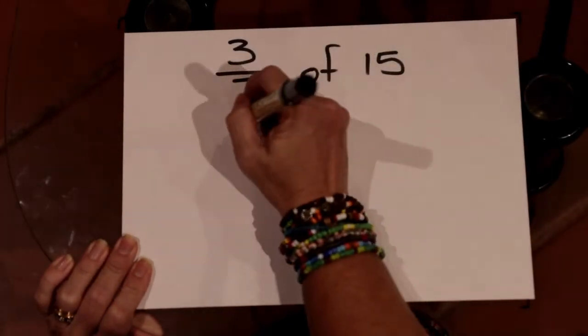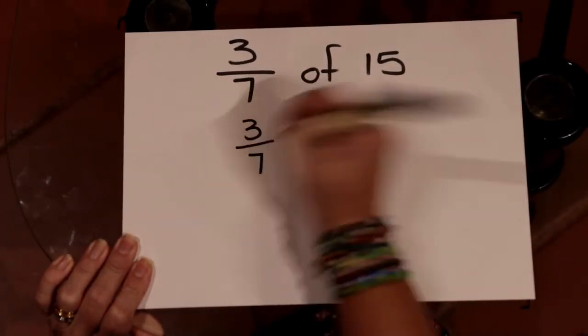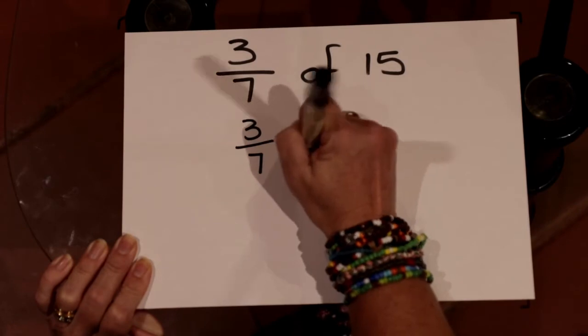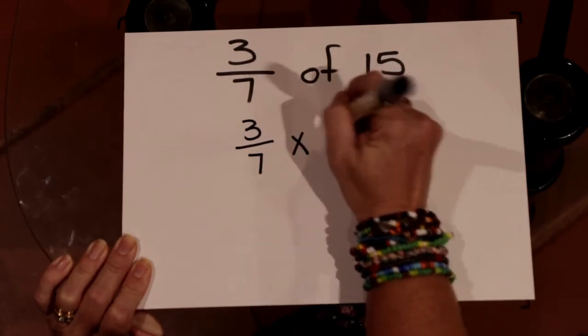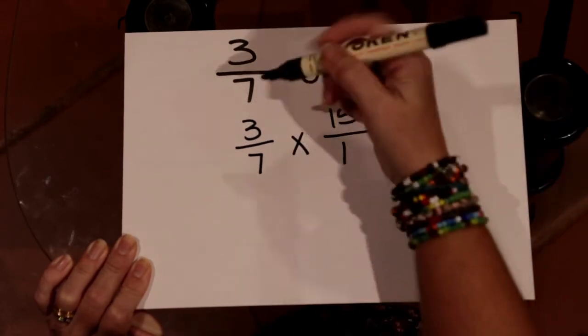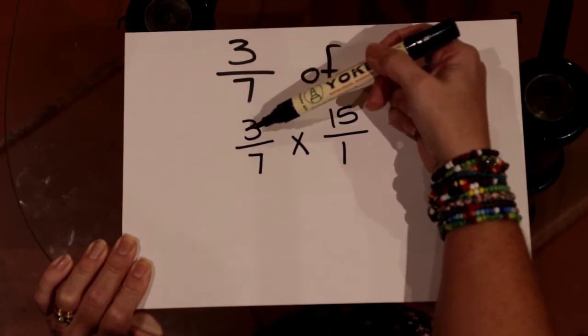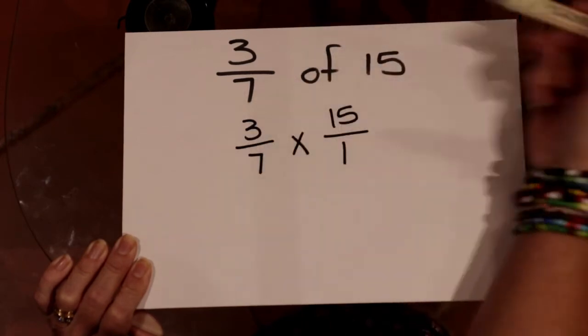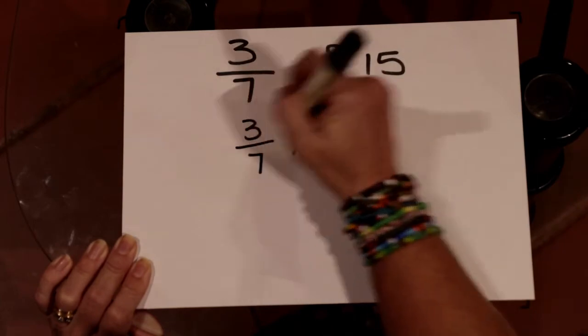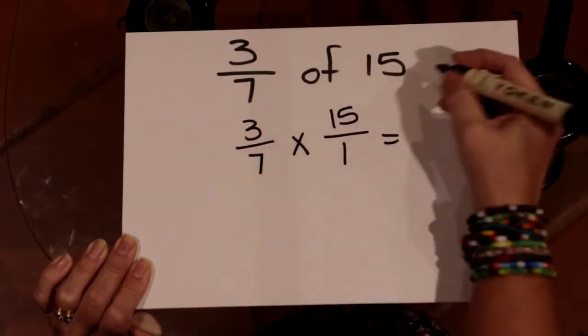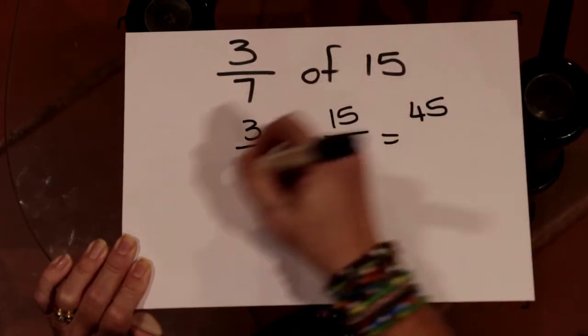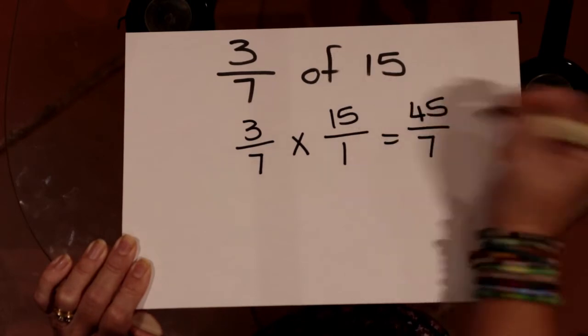So what you're going to do is say 3 over 7 times 15 over 1. Now you ask, can I cross cancel? There's nothing I can cross cancel. So I go and times my numerators. 3 times 15 equals 45. 7 times 1 equals 7.